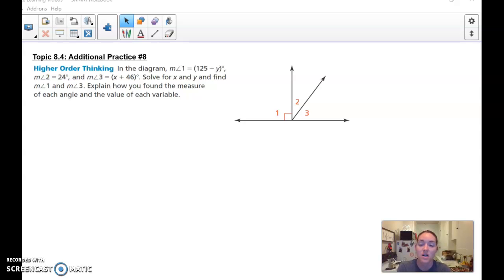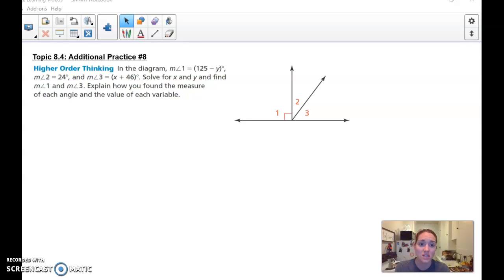All right, this is our topic 8.4 additional practice problem number 8. It says, in a diagram, the measure of angle 1 is equal to 125 minus y degrees. The measure of angle 2 is equal to 24 degrees, and the measure of angle 3 is equal to x plus 46 degrees. Solve for x and y, and find the measure of angle 1 and the measure of angle 3. Explain how you found the measure of each angle and the value of each variable.